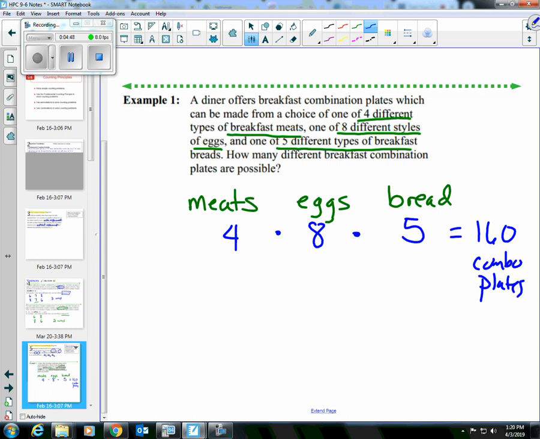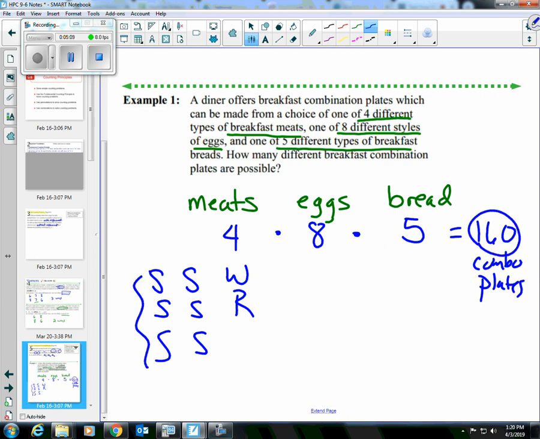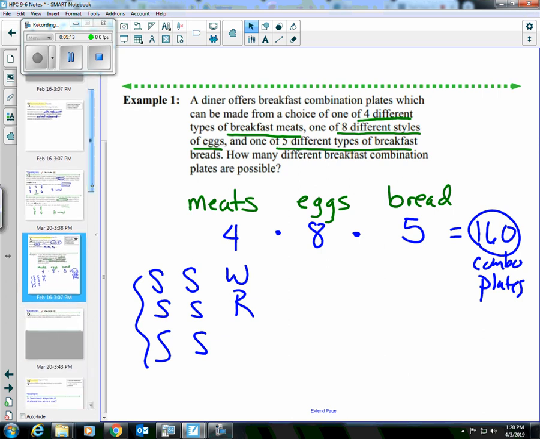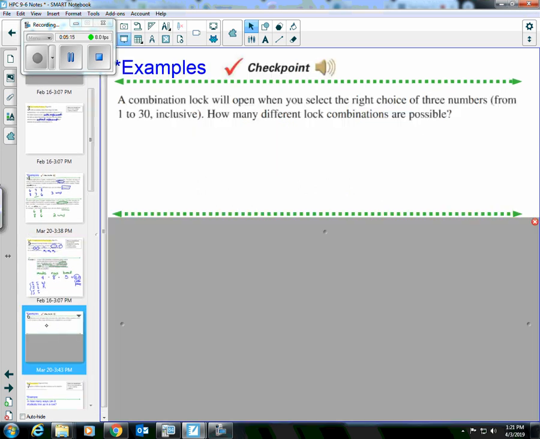So say, I'll just make up something, you could have sausage and then scrambled eggs, and then you're going to have white bread. Or you can have sausage and scrambled eggs and rye bread, and you can have sausage and scrambled egg, right? And you can go through that entire list. If you listed all of these different possibilities, it comes out to be 160. So this counting principle is a shortcut for being able to do that arithmetic. So let's try a couple of those.